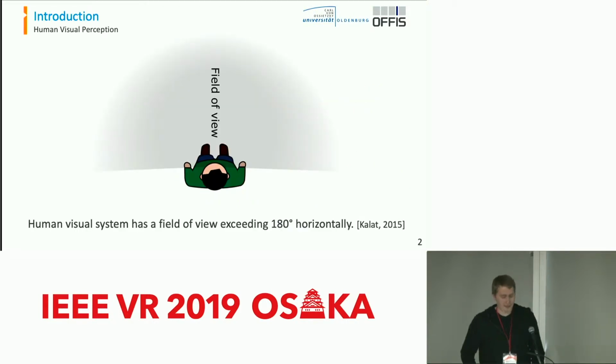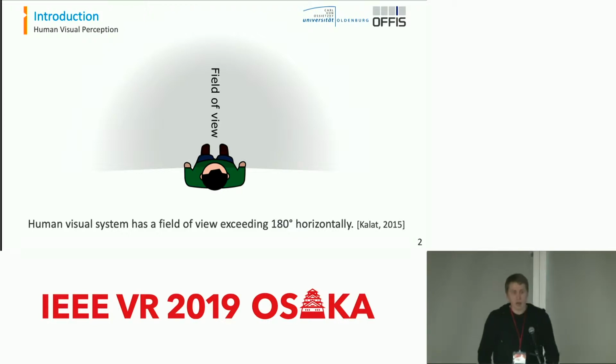And for the introduction, I would like to take a look at human visual perception. We just saw it in the last talk, so thank you very much for that preparation here. Our human visual system has a field of view which is larger than 180 degrees, which is quite impressive, but still not 360 degrees.